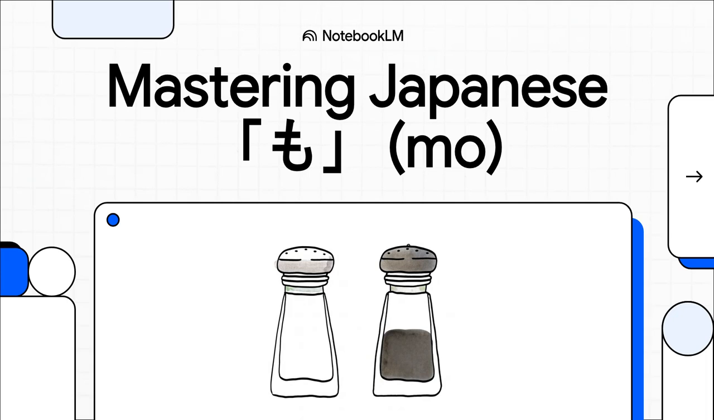Everyone, and welcome. Today, we're going to tackle one of the most useful particles in all of Japanese. It's a tiny little word that unlocks a huge part of everyday conversation. We're talking about mo, pronounced mo.